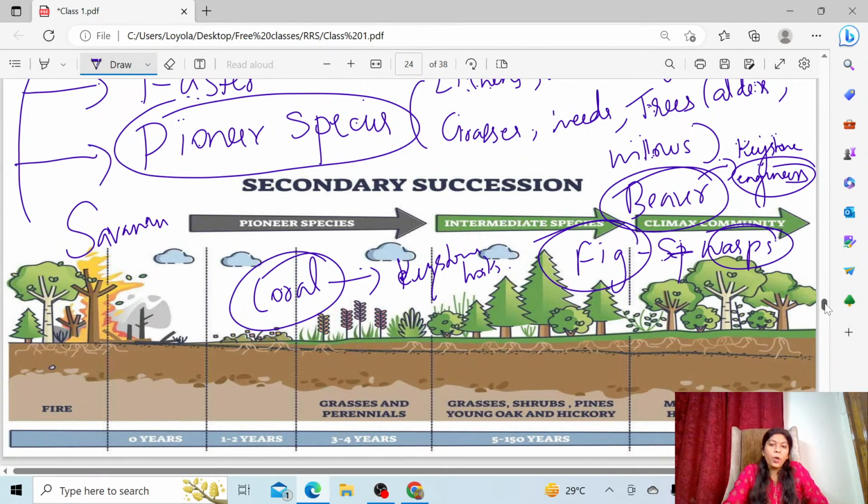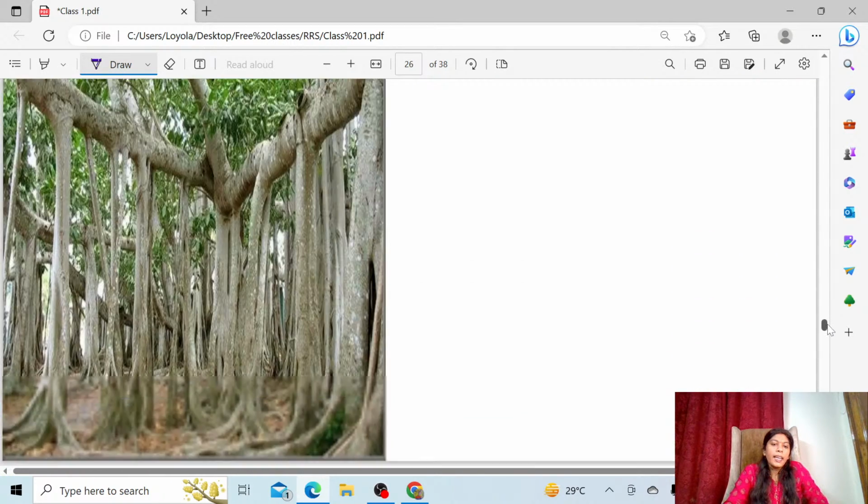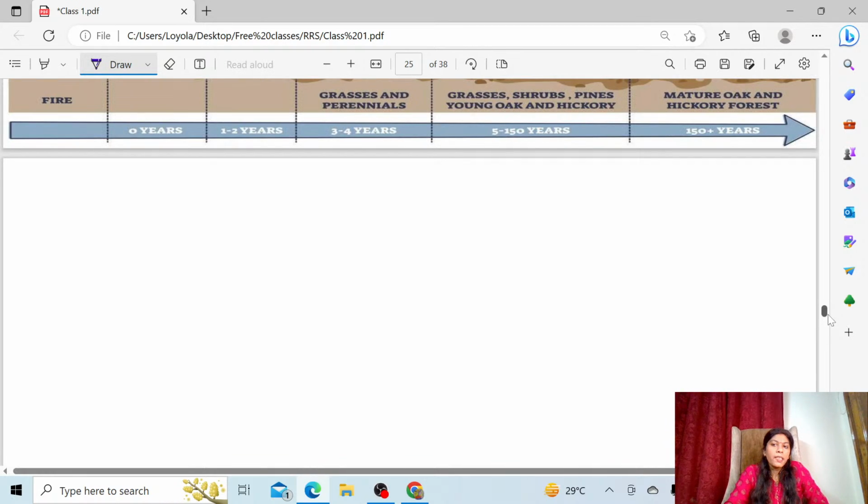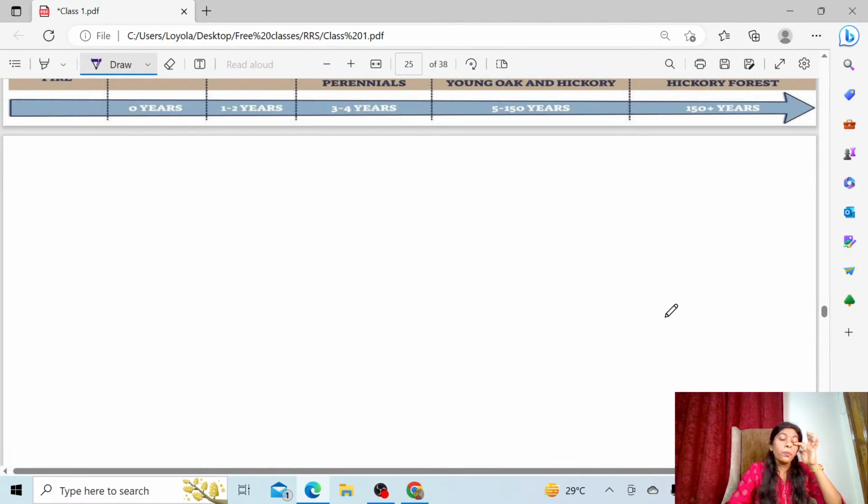Now we'll go to the next topic. You can see here, that is adaptations. What is called adaptation? This is another important basic topic in environment which you have to know. So what is adaptation? Anyone?